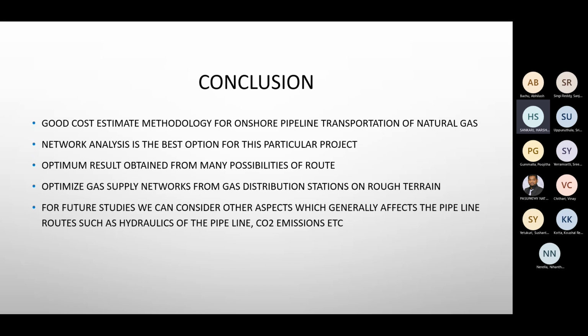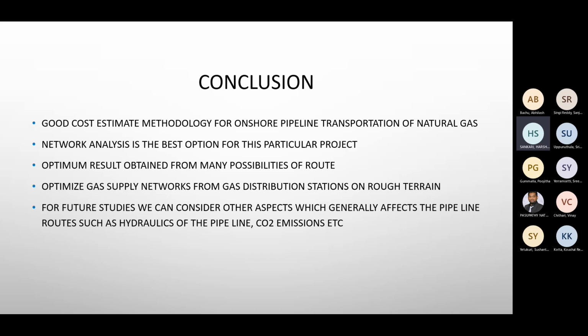So finally, in conclusion, this cost estimate methodology for onshore pipeline transportation of natural gas was very useful. The usage of network analysis in this particular project was found to be an advisable option. The optimum results obtained from many possibilities are shown in the slides presented by my teammate. Multiple objective optimization was found to be a feasible option, along with optimized gas supply networks from gas distribution stations on rough terrain.